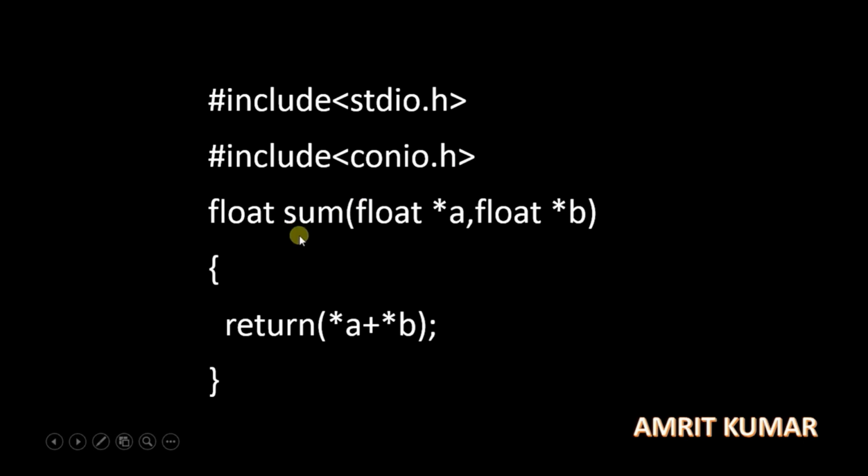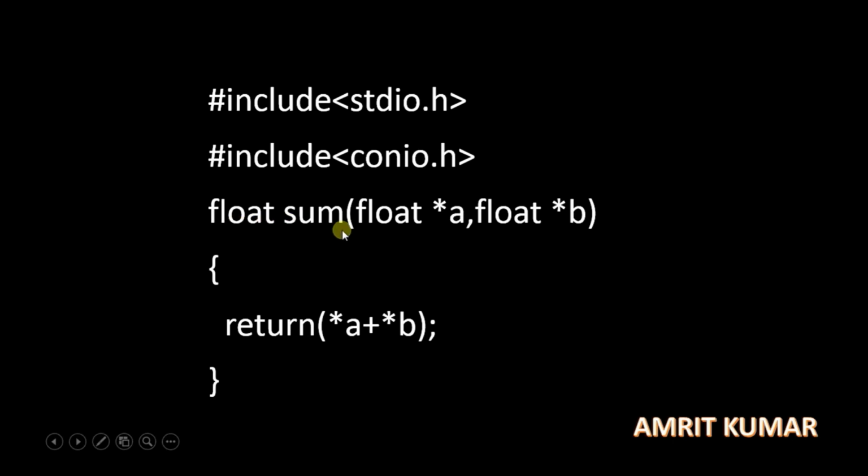After that we have created a function known as sum. This is the user defined function that I have created. The function name is sum, and its return type is the float data type, so it is going to return a float value. If you want, you can return an integer value or a double value. It is up to your requirement what kind of value you want. I am returning the float data type.